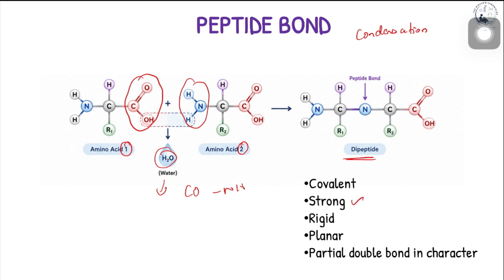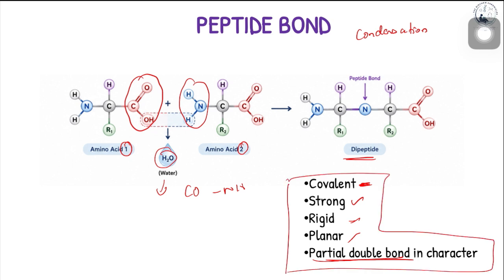It is a very strong bond. Why is it very strong? Because it is covalent in nature. So remember, generally covalent bonds are very strong bonds. They are rigid, planar, and partial double bond in character. So you need to surely remember all of these when you talk about a peptide bond.